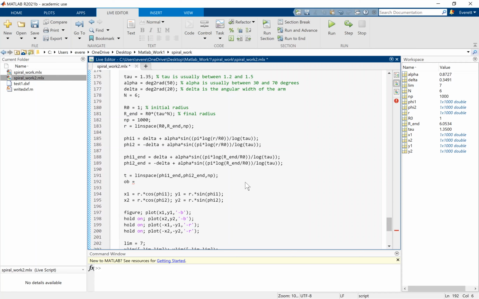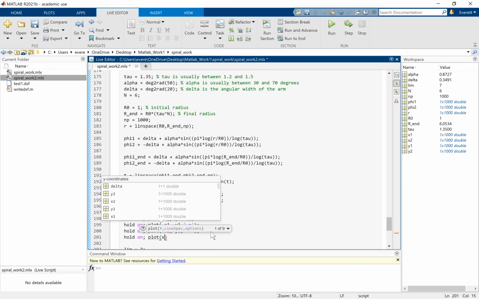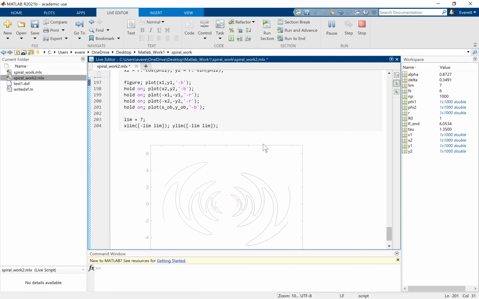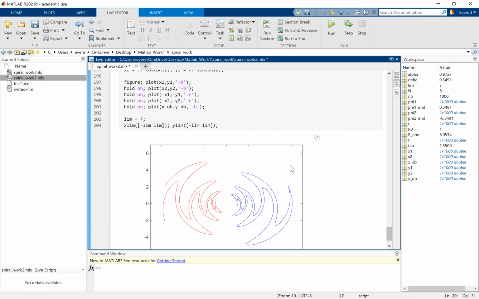So it's going to be X_OB, X for outer bound, is going to be R_N times cosine of t. And then Y_outer_bound is going to be R_N times sine of t. All right, and then let's just plot those. So we'll do hold on, plot X_outer_bound, Y_outer_bound. Let's make this blue. If we plot that, we have our really nice outer bound here.